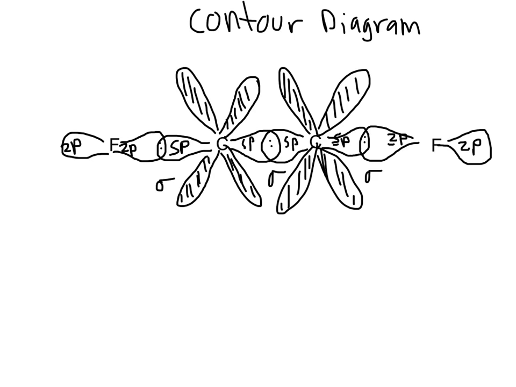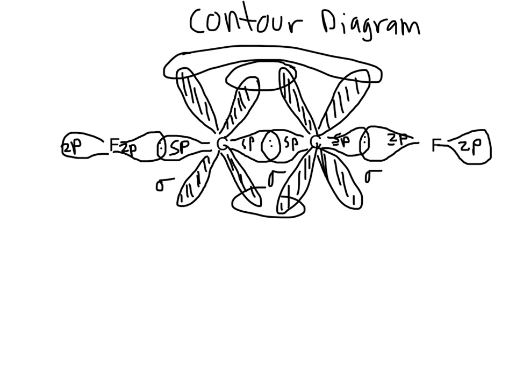So now, these pi bonds are going to bond with each other. I'll indicate here and here. And the same will go here and here. And those are the two pi bonds which will be bonding to each other. Okay, so that is the full contour diagram for the FCCF molecule.